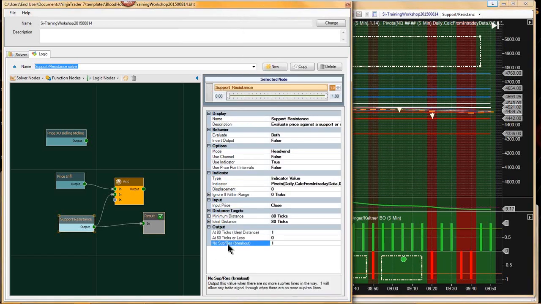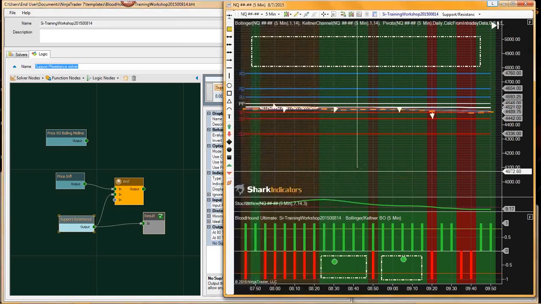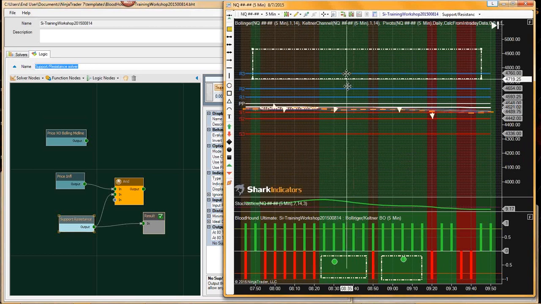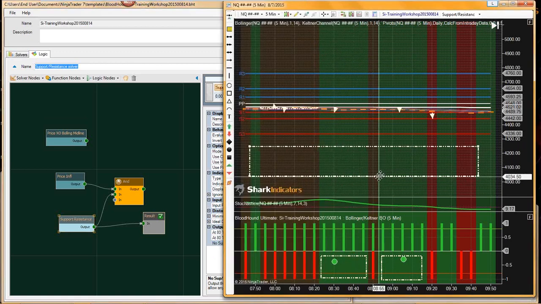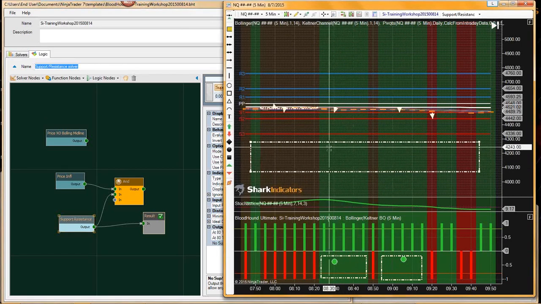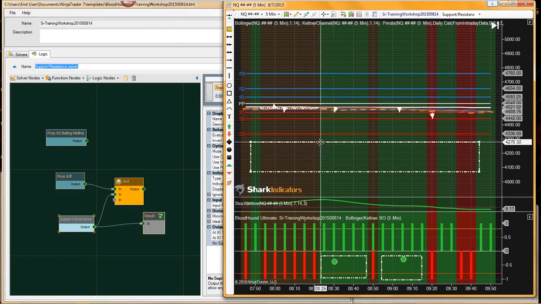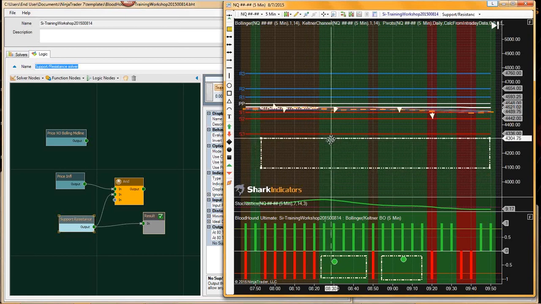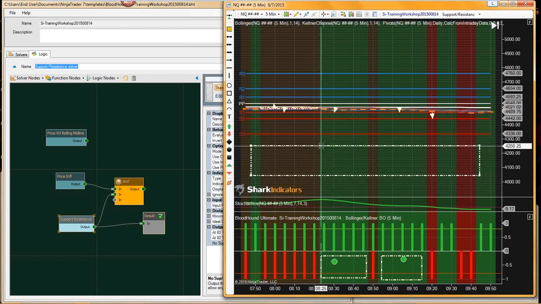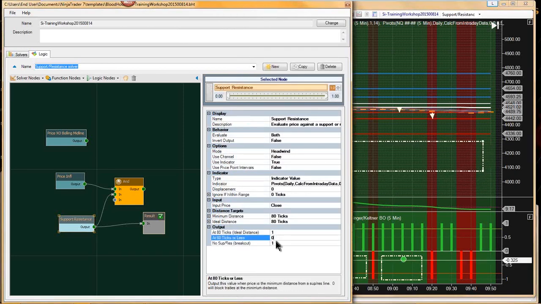So if you're above or below all of your resistance or support lines, then you can choose that it's okay to take a trade. So let's say price moves below S3. If you're okay to take a short trade when you're below your last support line, then you would set this to 1 as it is.